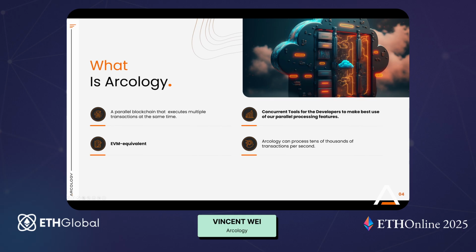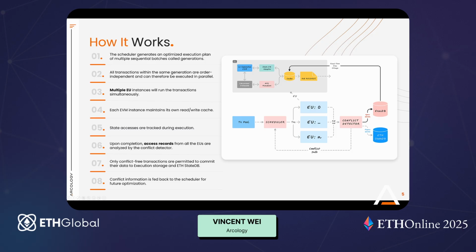Arcology is also fully EVM-equivalent, which means anything that runs on Ethereum will run on Arcology without changes. But Arcology goes further. It gives developers special tools to unlock the full power of parallel execution. And when you use these tools properly, your contracts can run hundreds, even thousands of times faster than on traditional platforms. Our execution system is made up of several modules.